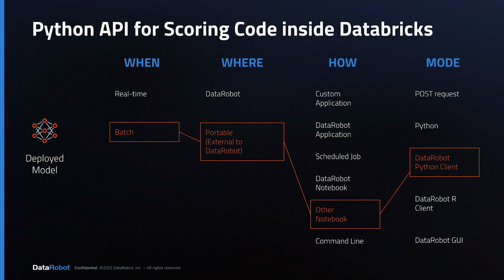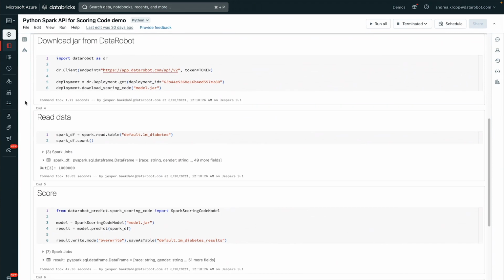Databricks users that require no data movement and want the scalability and performance of Spark often use portable scoring code offered by a DataRobot deployment. To make predictions fully within Databricks, request the scoring code from the deployment as shown in this first cell. Read the data to be scored, as in this second cell. The third cell executes batch predictions for 1 million rows in about 47 seconds.